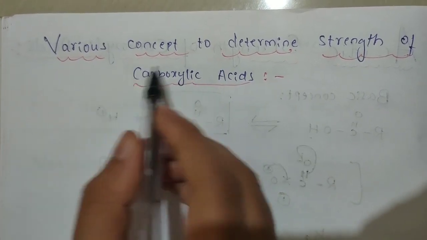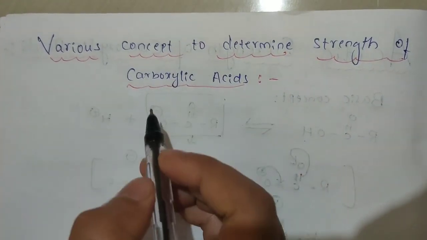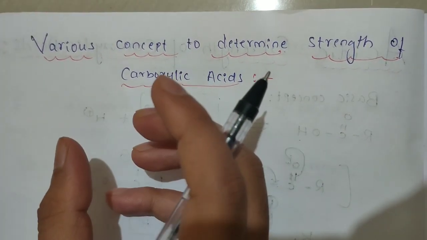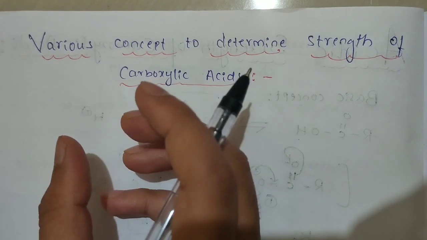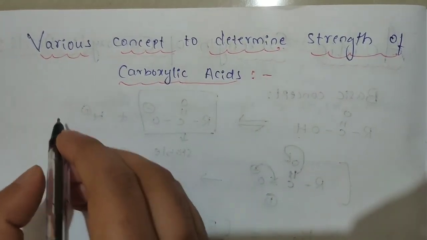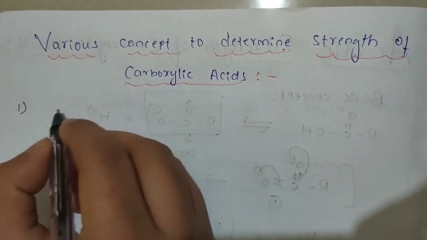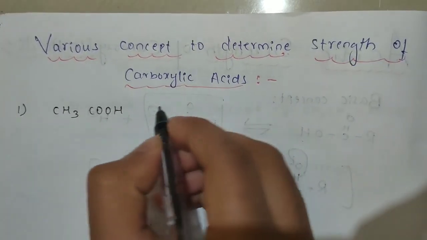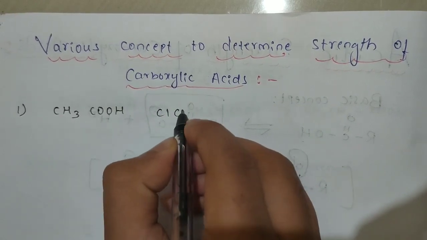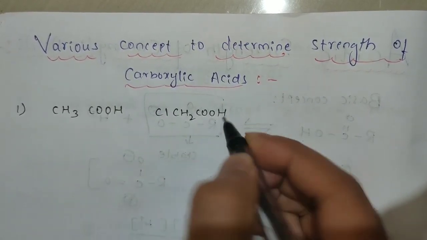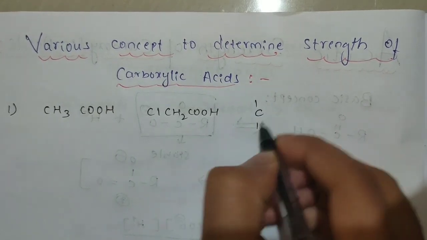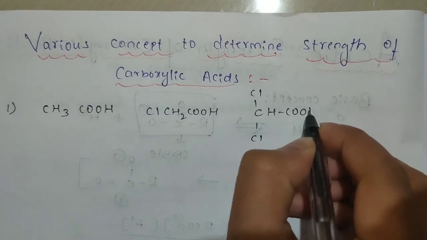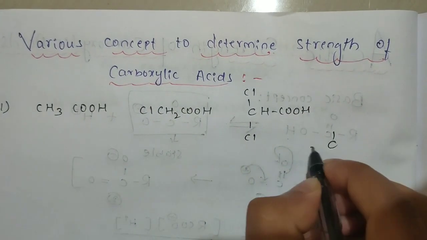Let's move on to the various concepts to determine the strength of carboxylic acids. Now I am going to give the concepts one by one, and based on each concept I am going to give the trick and also solve one example. So see the first concept; I am going to give the examples. This is acetic acid, this one is chloroacetic acid, this one is dichloroacetic acid, and one more, trichloroacetic acid.